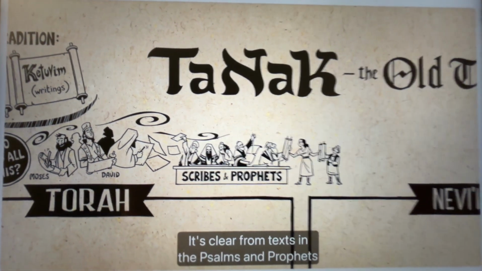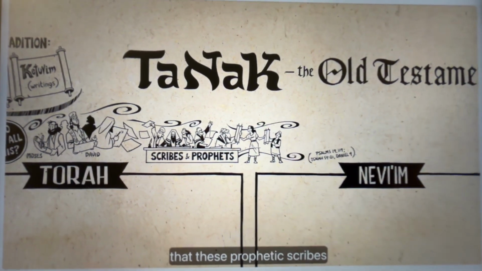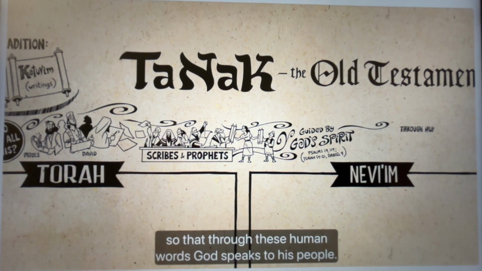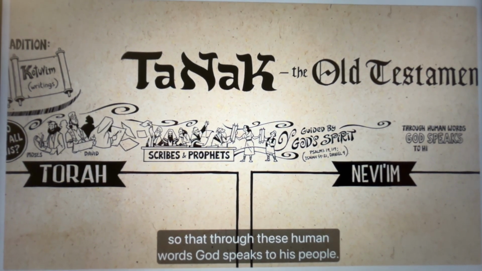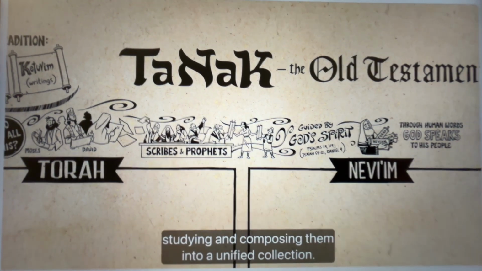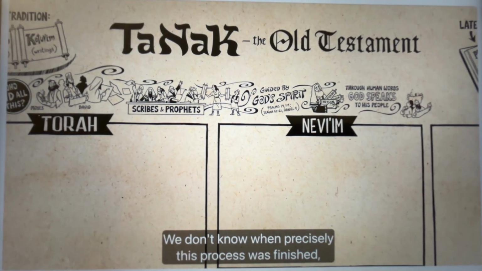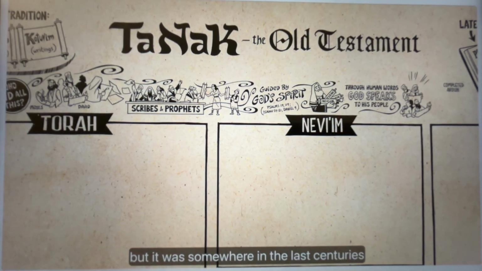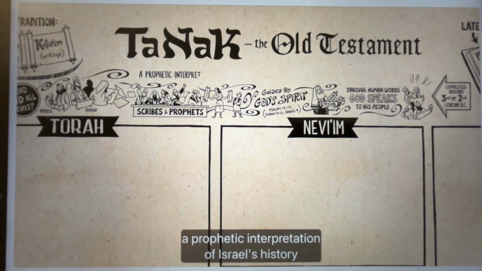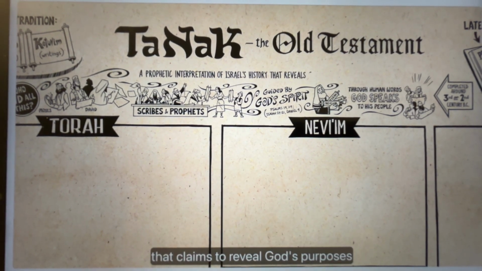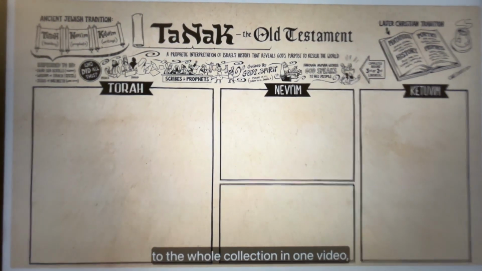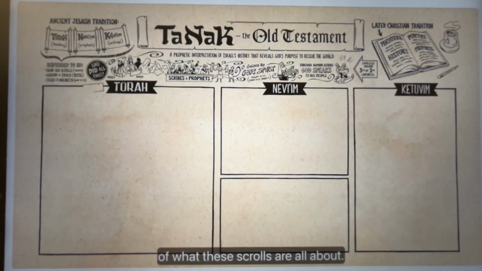It's clear from texts in the Psalms and prophets that these prophetic scribes believed that God's Spirit was guiding this whole process, so that through these human words, God speaks to his people. That's why they treasured these texts, studying and composing them into a unified collection. We don't know when precisely this process was finished, but it was somewhere in the last centuries before the time of Jesus. In its final shape, the Tanakh offers a prophetic interpretation of Israel's history that claims to reveal God's purposes to rescue the whole world. And while we can't do justice to the whole collection in one video, it's helpful to get an overview of what these scrolls are all about.